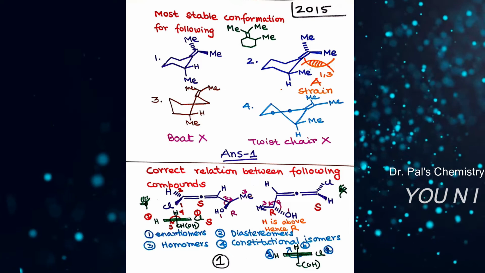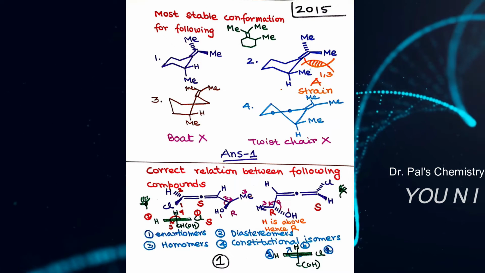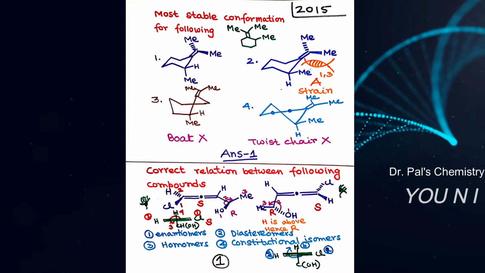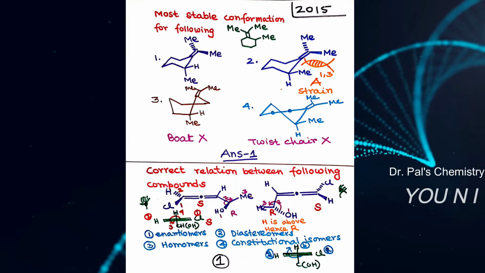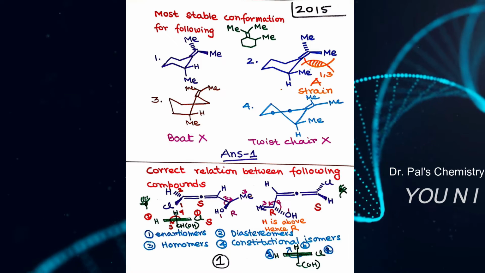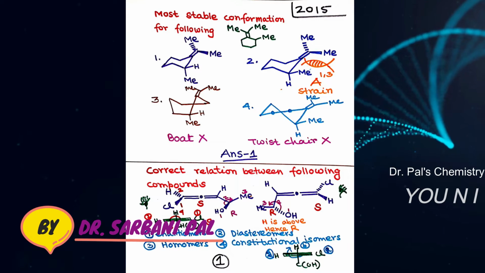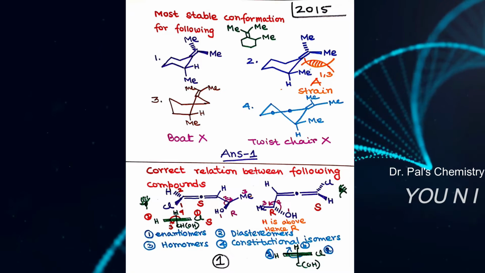Now coming to the structure on the right-hand side, here the fourth priority group is above the plane, so we have to consider in the opposite way. OH is the first priority, the double bond second, methyl third. They are actually arranged anti-clockwise, so here also it is R. So both the chiral centers have the R absolute configuration.